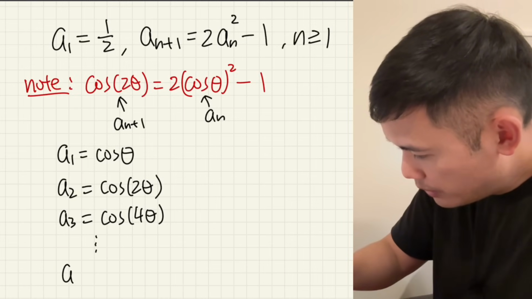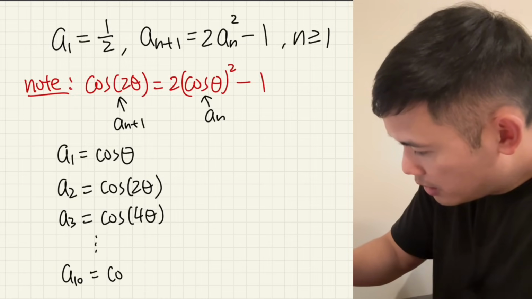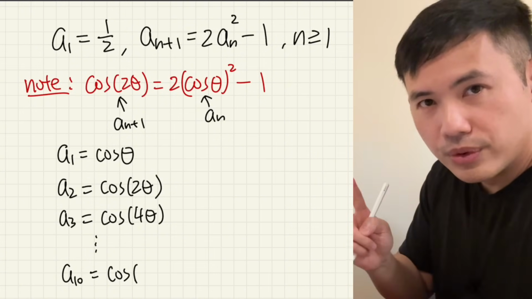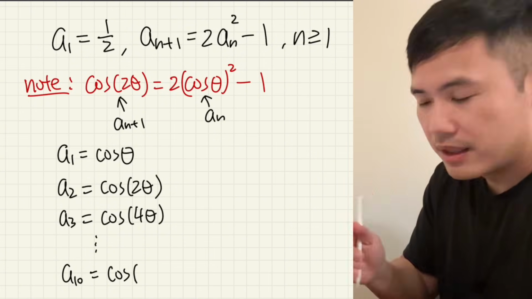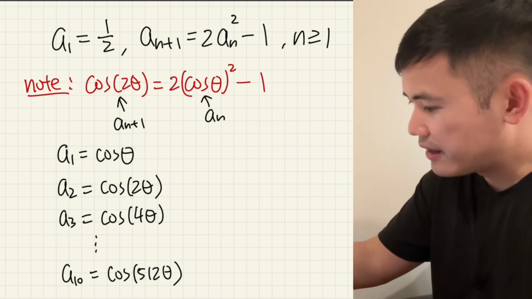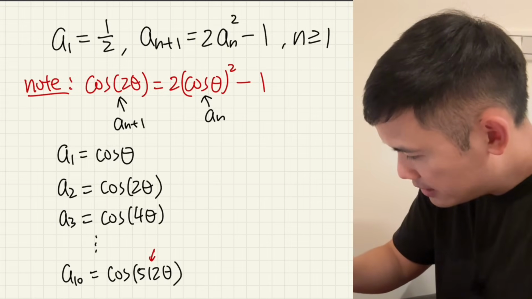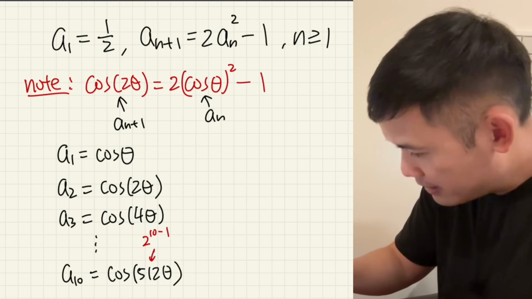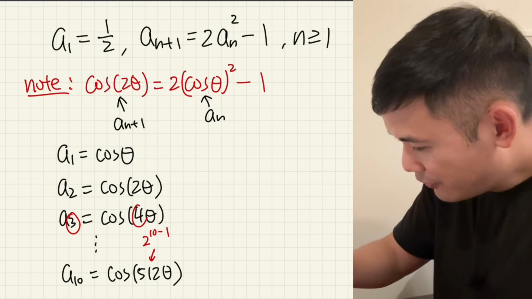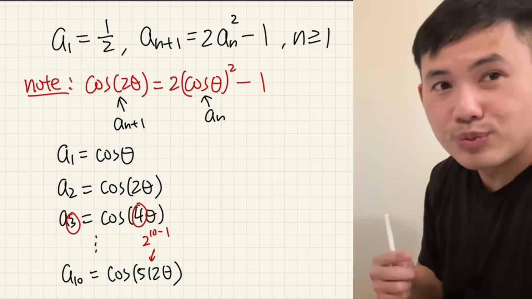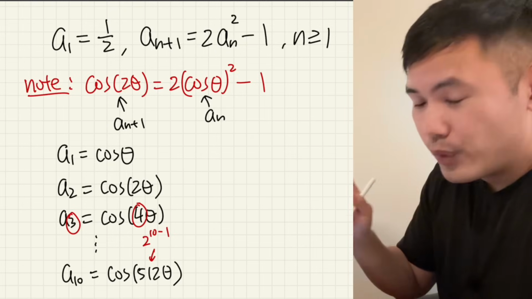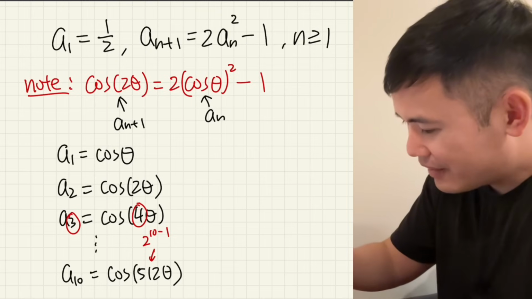And our goal is to get to a10. That would be cosine of, well, we will have to multiply 2 a total of 9 times from 1. So that's 2 to the 9th power, which is 512, and we need a theta. Let me denote that. This is because 2 to the 10 minus 1. Just like earlier, a3 is a 4 because 2 to the 3 minus 1 power, 2 to the 2nd power, which is 4.